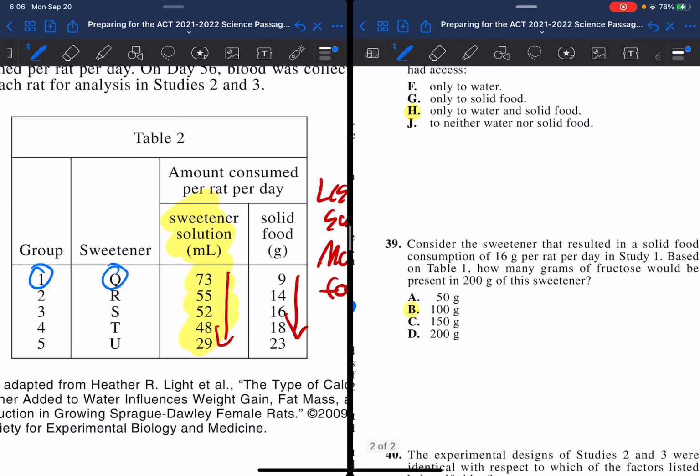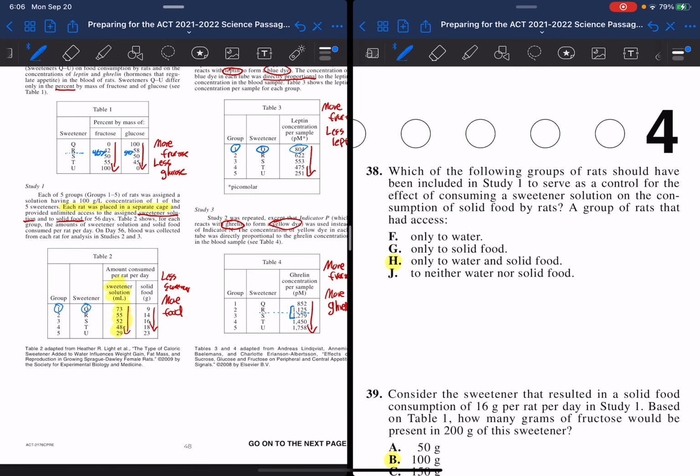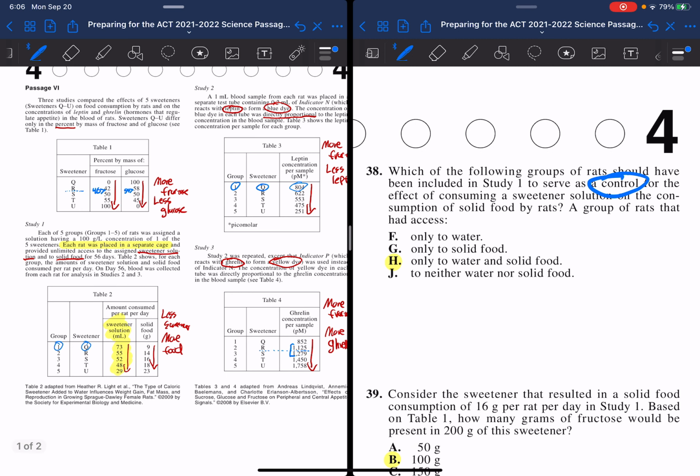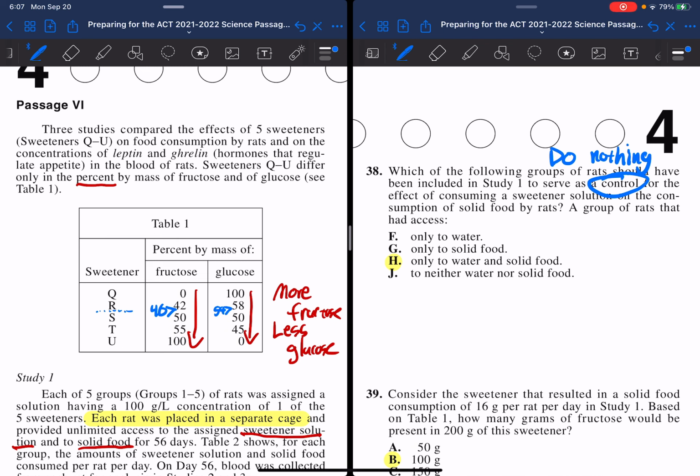All right. So question 38. Which of the following groups of rats should have been included to serve as a control? Now control, that's a science term that doesn't have much to do with what we're talking about here. A control is where you pretty much do nothing. That's a control group. Now look at what we're testing. It's comparing the effects of sweeteners on food consumption. So they were given different sweeteners and seeing how they consumed food.